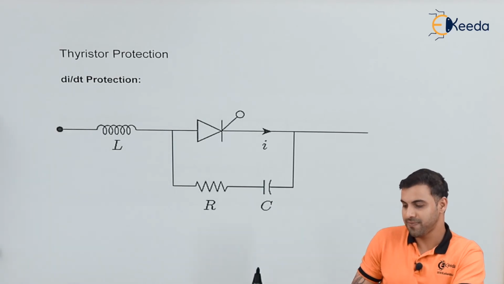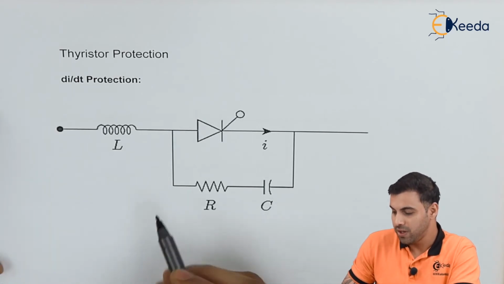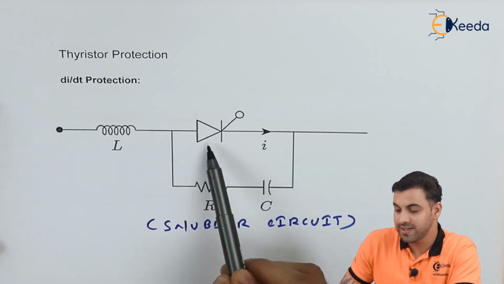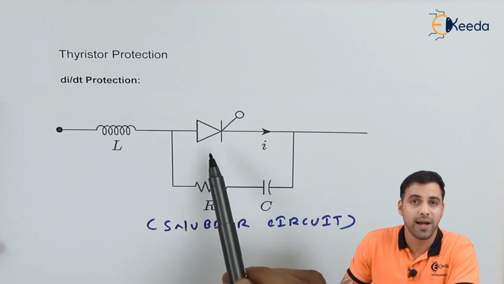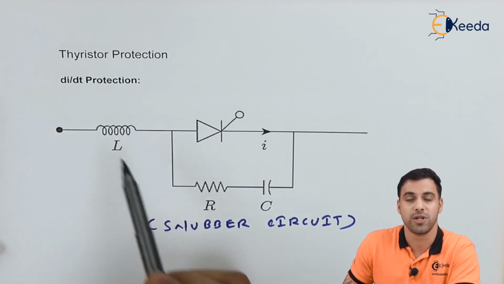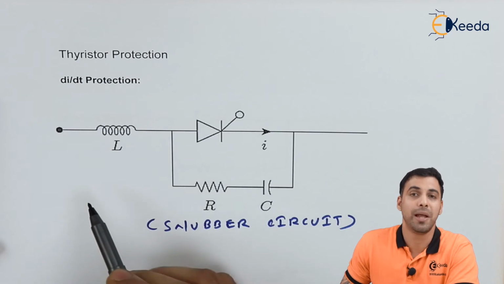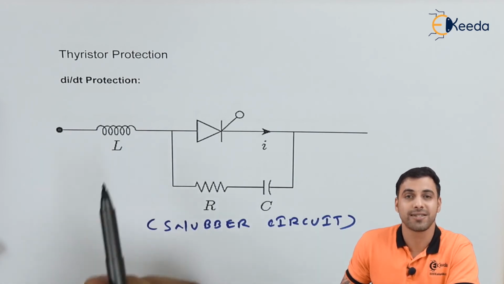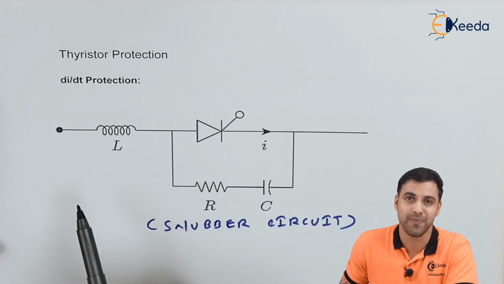So friends, this is called a snubber circuit. You can see this is the thyristor, and I have connected an inductor in series with the thyristor. The job of an inductor is to limit the flow of electric current, or to restrict a sudden rise of electric current.